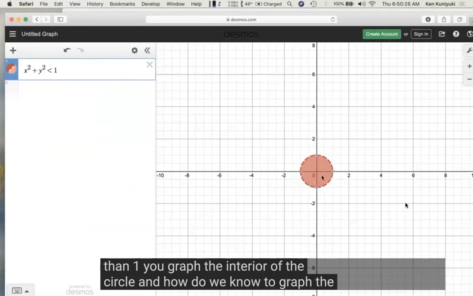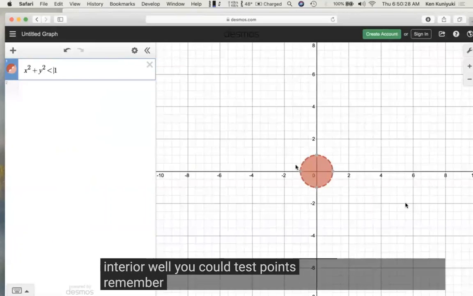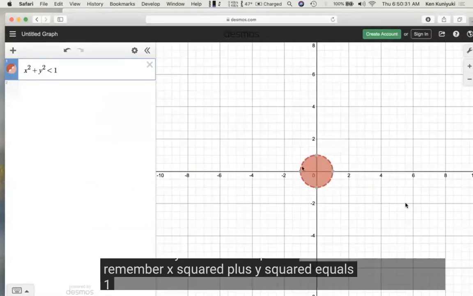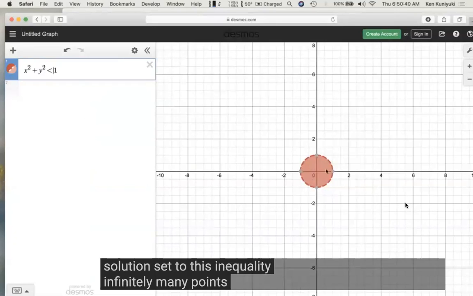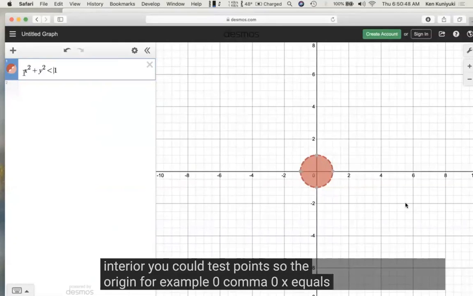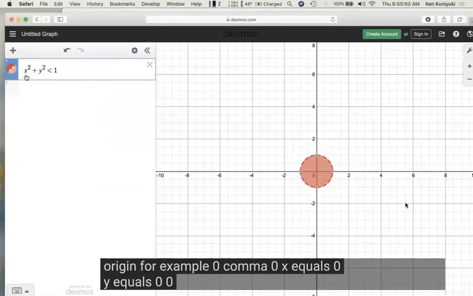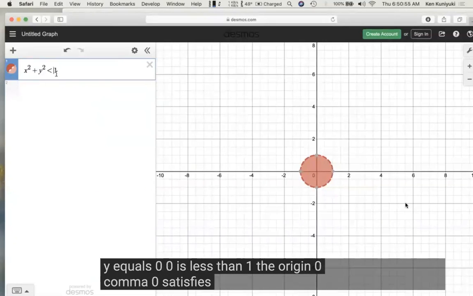And how do we know to graph the interior? Well, you could test points. Remember, x squared plus y squared equals 1 corresponds to the boundary, which is dashed now. It's technically excluded from the graph. This represents the solution set to this inequality, infinitely many points here in the interior. You could test points. So the origin, for example, 0, 0: x equals 0, y equals 0, and 0 is less than 1. The origin, 0, 0, satisfies this inequality. And that helps tell us that we're going to shade in the interior.